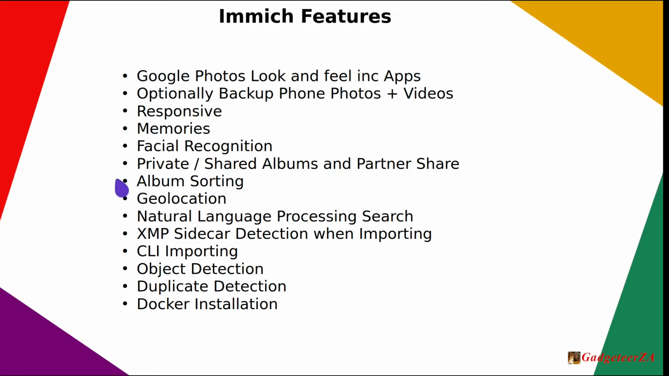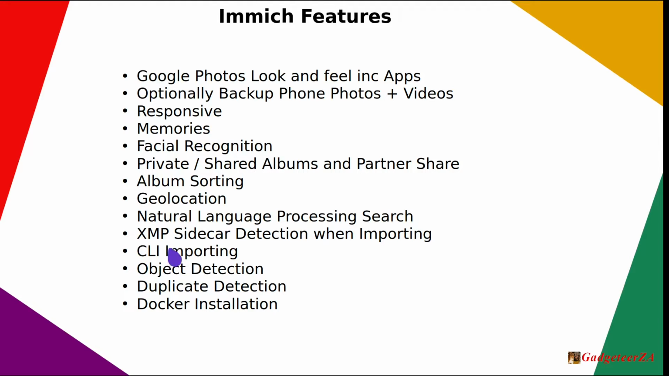So you can sort albums by date of creation, last photo updated, that sort of thing. It also has geolocation from the geotags of the various photos, and that will obviously then show you photos on a global map. And also if you're viewing the individual photos, it will show you the location where the photos were taken. It has natural language processing search, so you can just type whatever you're looking for in plain language.